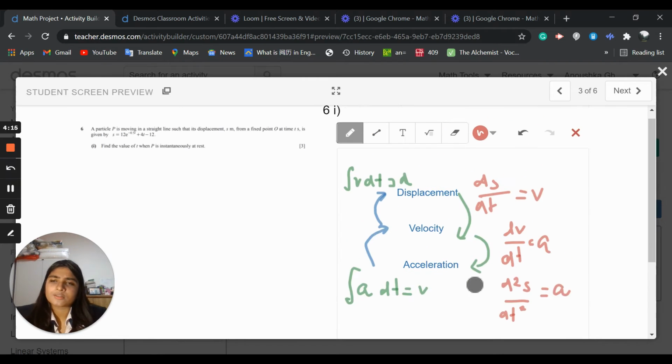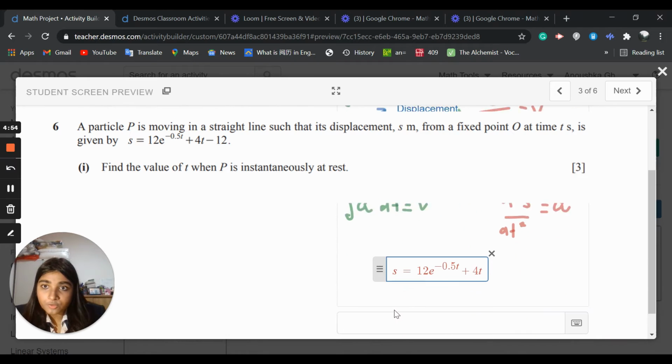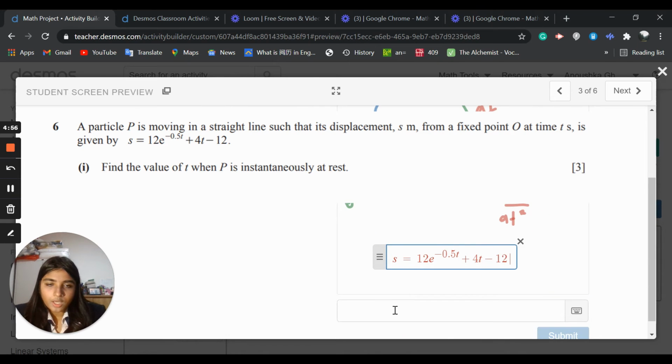displacement to find it. So first things first, you know that s equals 12e to the power of negative 0.5t plus 4t minus 12.